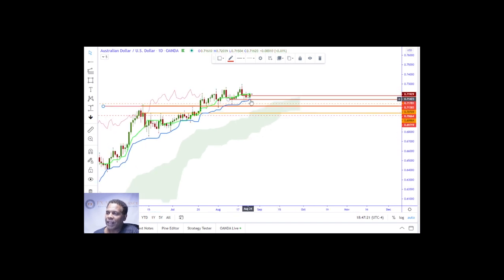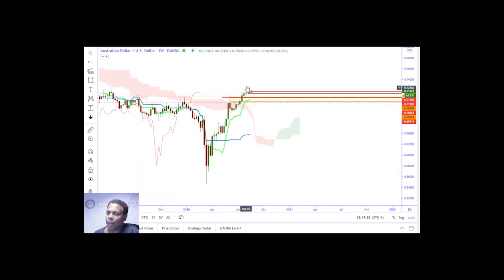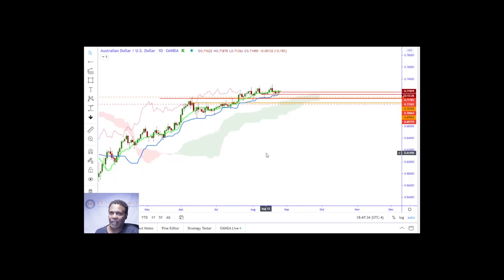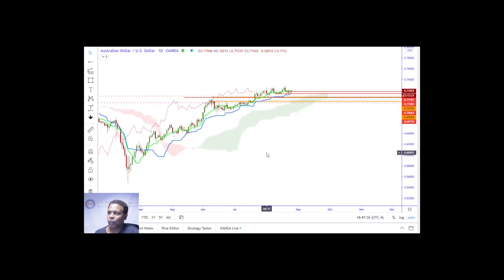So now we're looking for the violation of this level. The move down will signify that we're starting to see the weakness from here, right? So on the daily time frame, it's going to happen first. So that's what I'm looking at on Aussie US dollar.